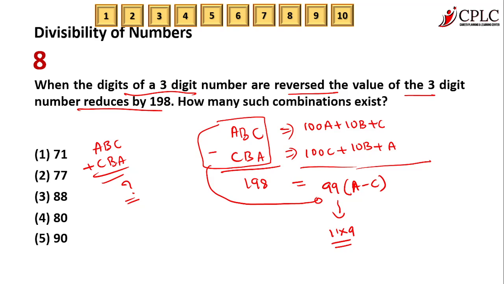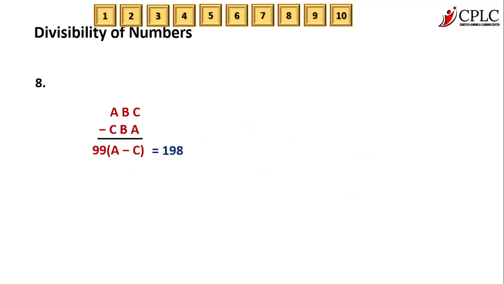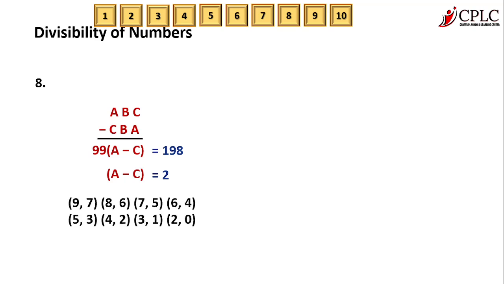Now, coming back to our question, 99(A minus C) is 198. So A minus C is 198 divided by 99, which is obviously 2. So we have to find the difference between the two numbers, which has to be 2, and they both are single-digit numbers. How many possibilities do we have? Again, you should list it down yourself, because that's an easy way to do that. So these are the 8 possibilities for A minus C to be 2: 6 minus 4, 7 minus 5, 8 minus 6, etc.